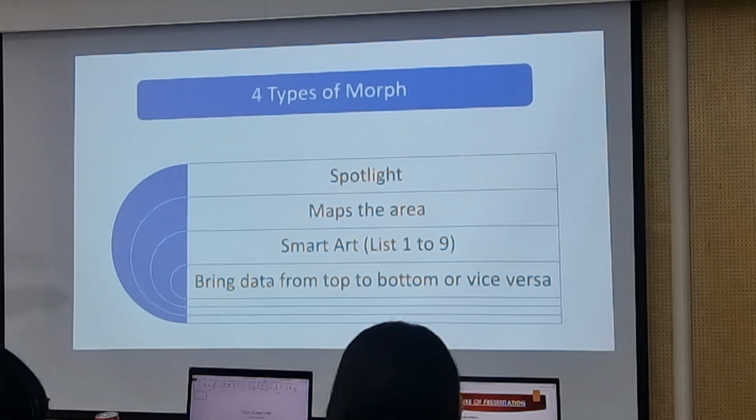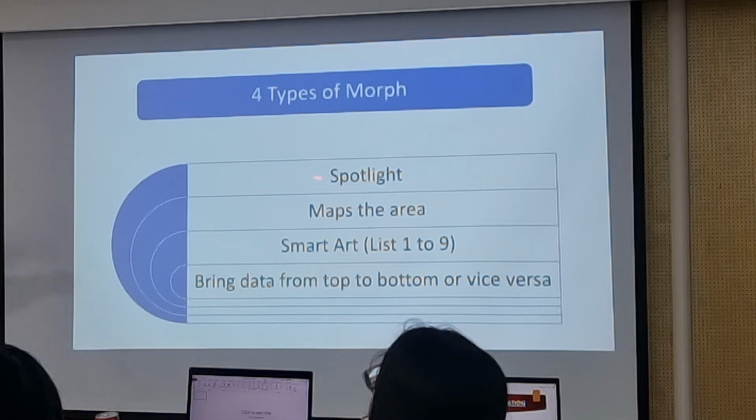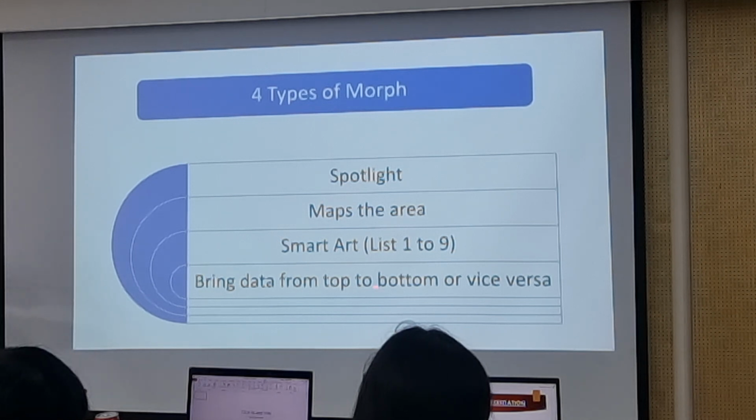There are 4 things I'm going to debate. One is a spotlight. You need to tell me which one is the spotlight option, which one is map the area, which area is smart art, and which one is bring data from top to bottom and vice versa.